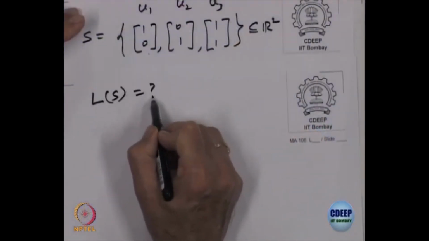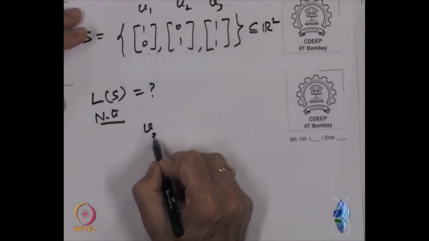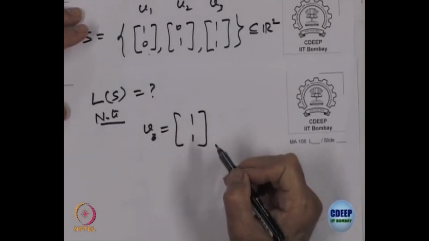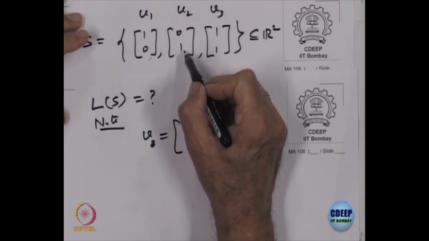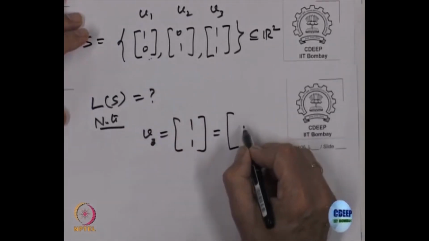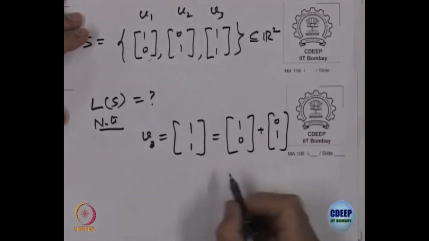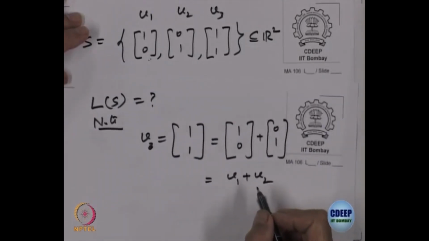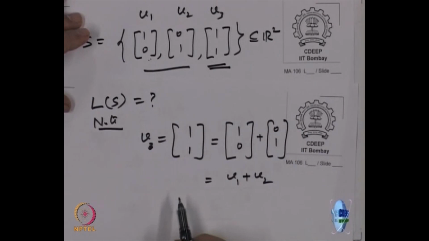Okay. So, let us write. L of S, we want to find out what it is. Okay. So, let us note one thing. Let us look at V3. What is V3? That is (1, 1), right. V1 is (1, 0), V2 is (0, 1). I can write this as (1, 0) plus (0, 1), right, and that is the same as V1 plus V2, right. That means this V3 is already a linear combination of V1 and V2.